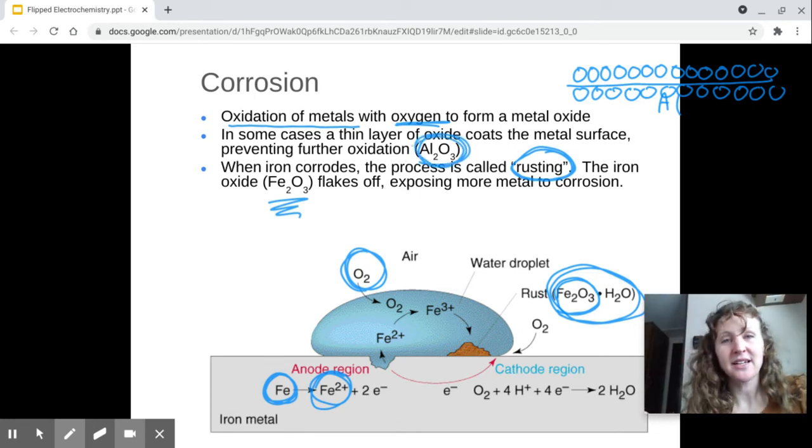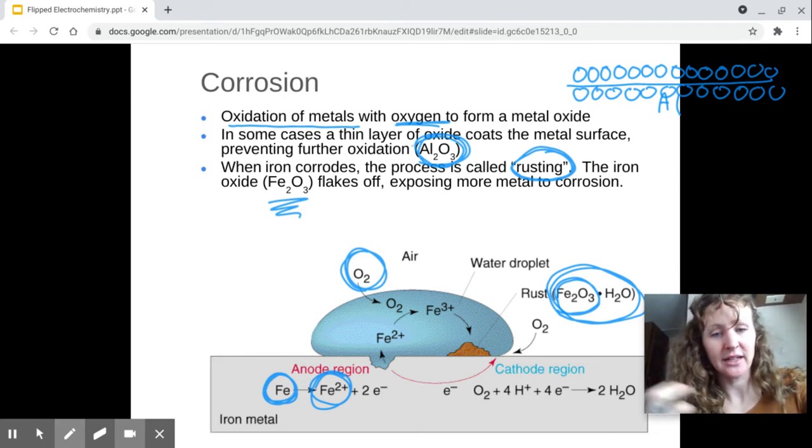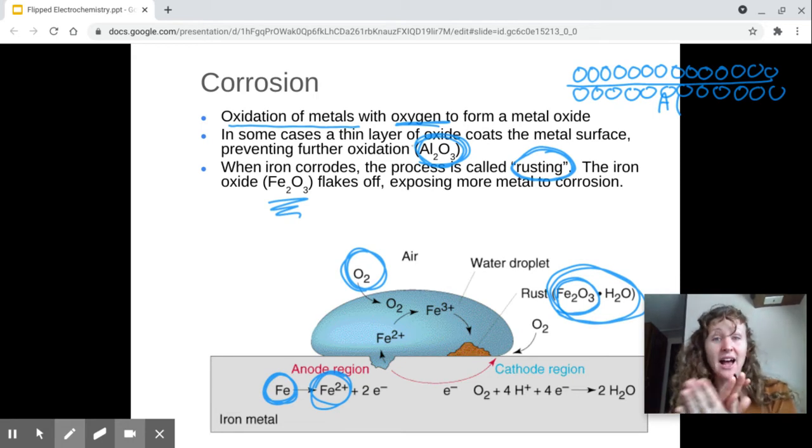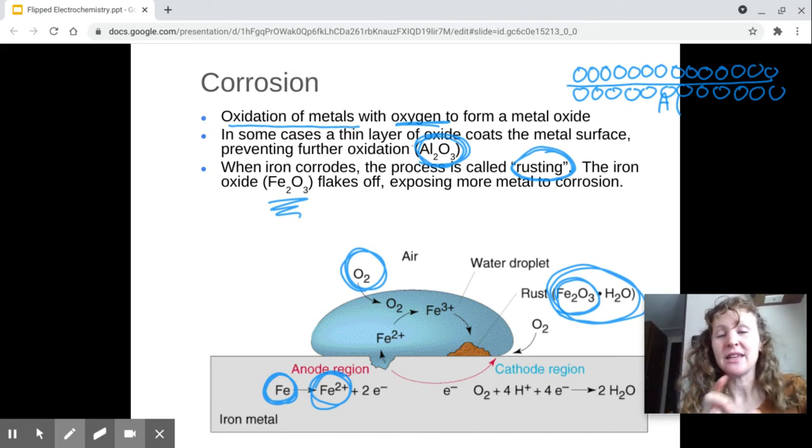And aluminum oxide is a very different compound than iron oxide, iron 3 oxide, iron 2 oxide. Aluminum oxide will actually stay on the aluminum foil and act as a protective layer, so none of the rest of the aluminum inside there will oxidize. So some metals will do this and some metals will not. And the compound that gets formed with that oxygen looks very different depending on what metal we're talking about.